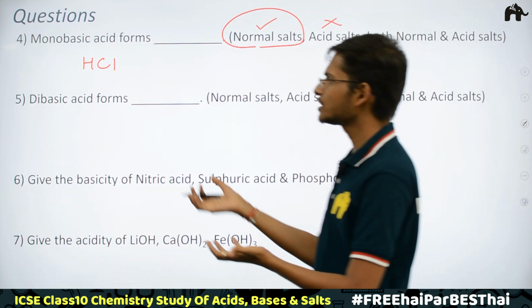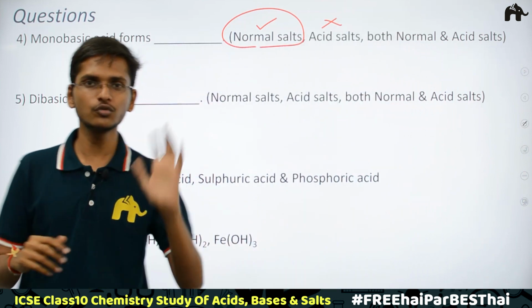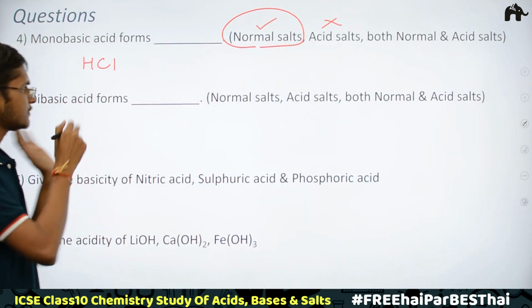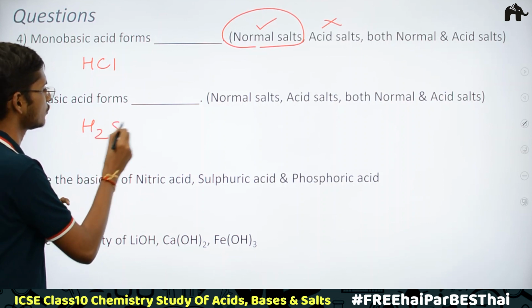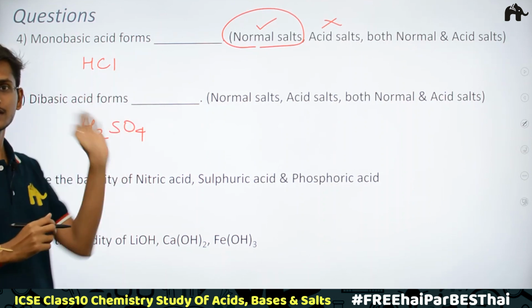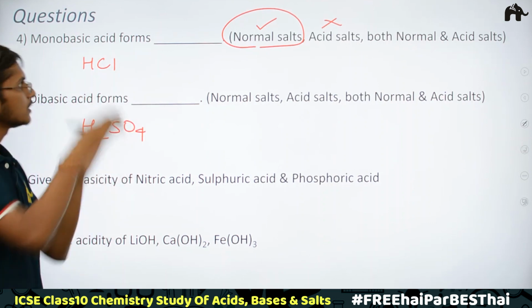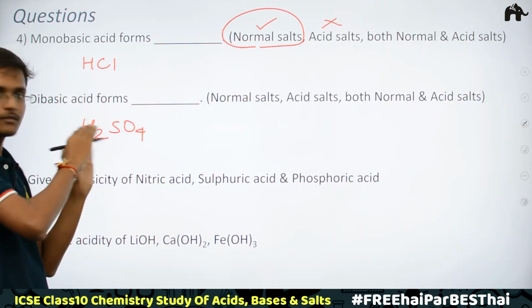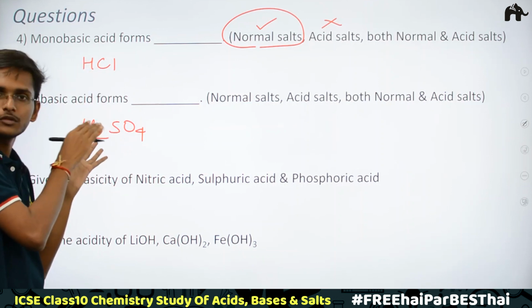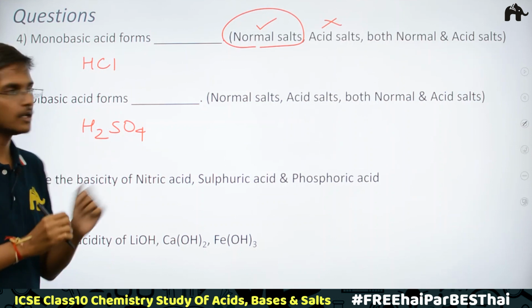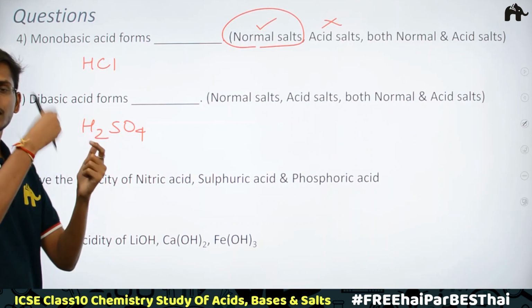Now, same logic: dibasic acids, acids having basicity 2. I won't repeat the entire process, I'm just directly going to take the example H2SO4. Now you know how to reach the example, like the first case we did. In the same way, you have to reach the example for the dibasic acid as well, by applying the concept.